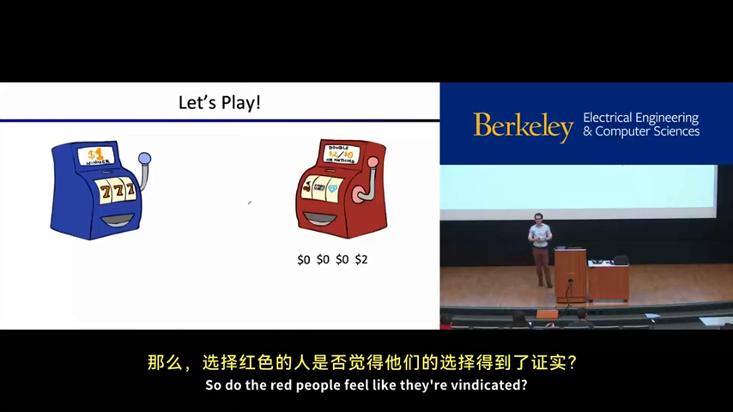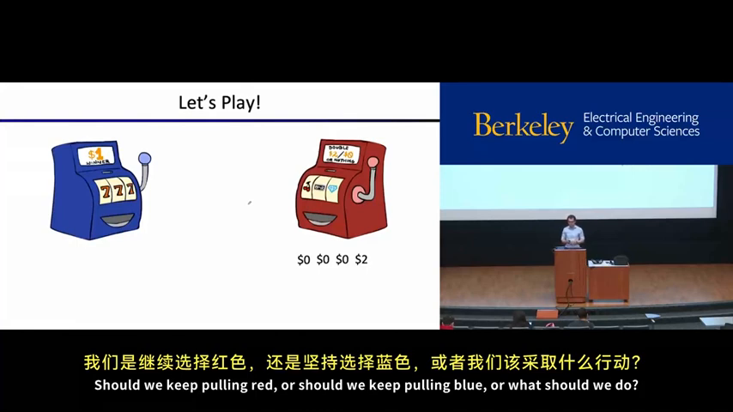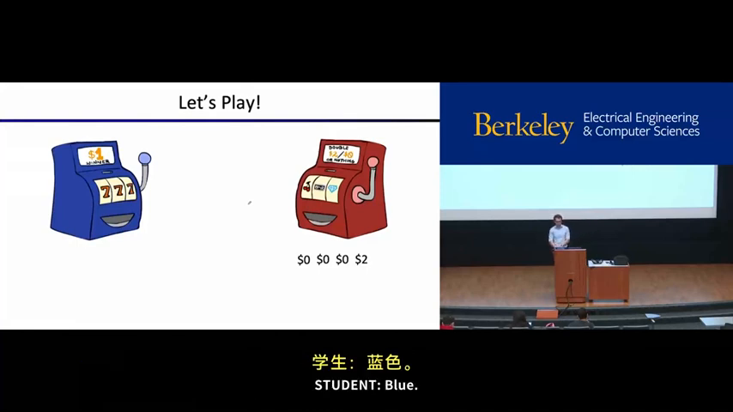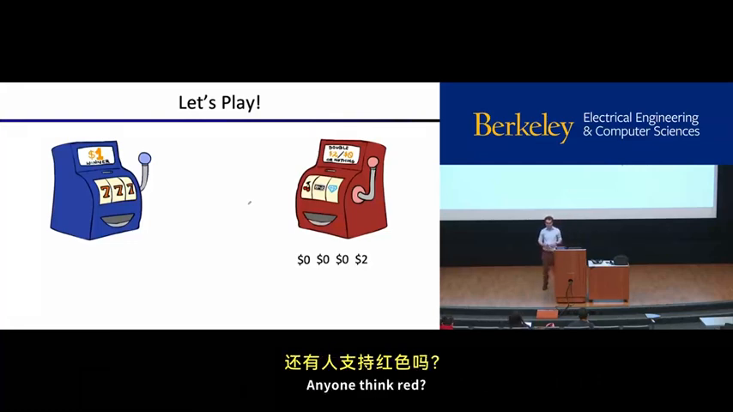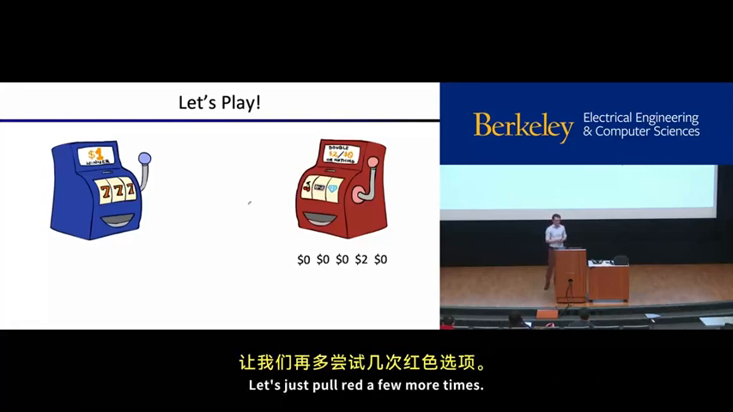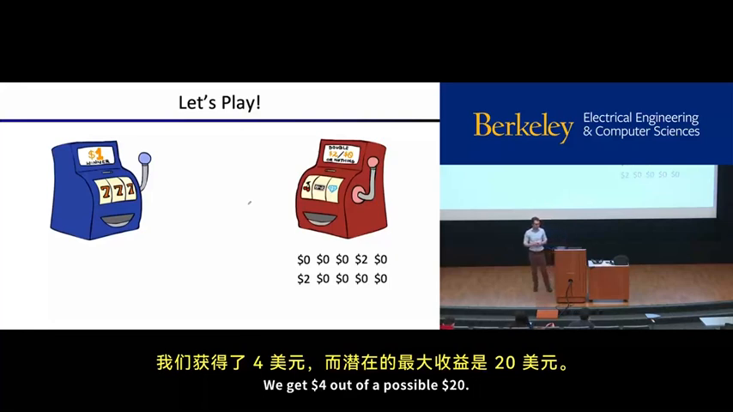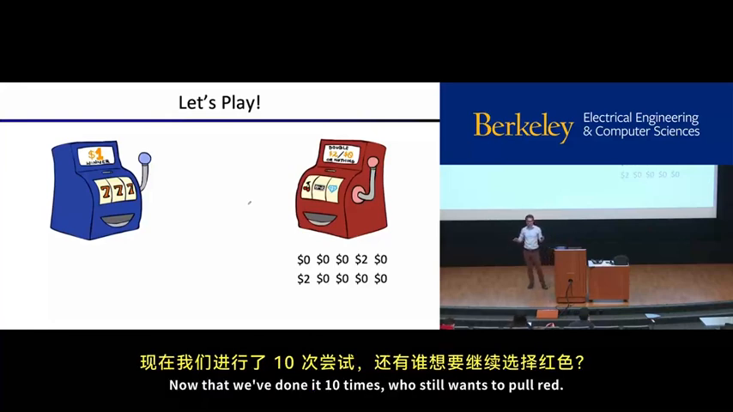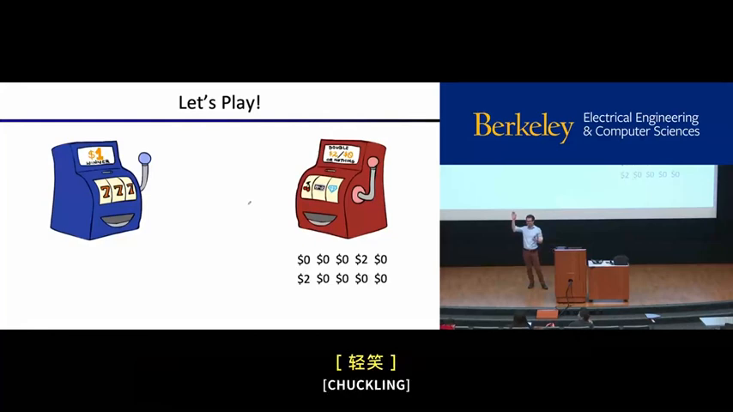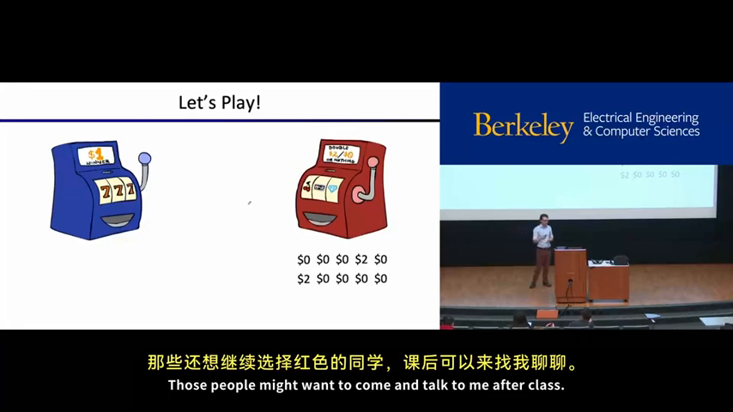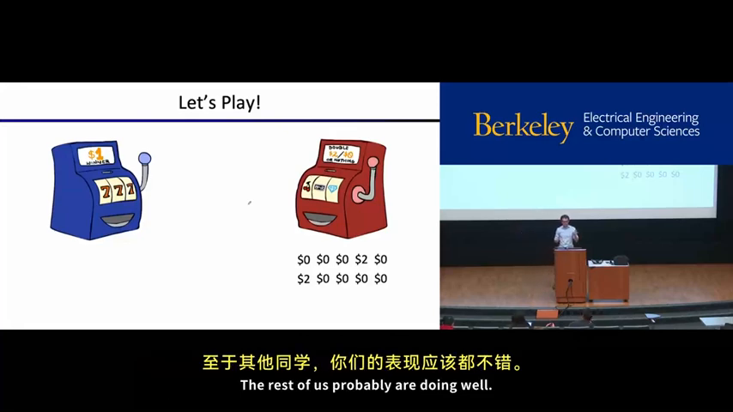All right, so do the red people feel like they're vindicated? Should we keep pulling red, or should we keep pulling blue, or what should we do? Blue? Anyone think red? Okay, we got a couple reds. Let's just pull red a few more times. Let's say that we get $2 on red 2 out of 10 times, right? We get $4 out of a possible $20. All right, now that we've done it 10 times, who still wants to pull red? Okay, those people might want to come and talk to me after class. The rest of us probably are doing well.